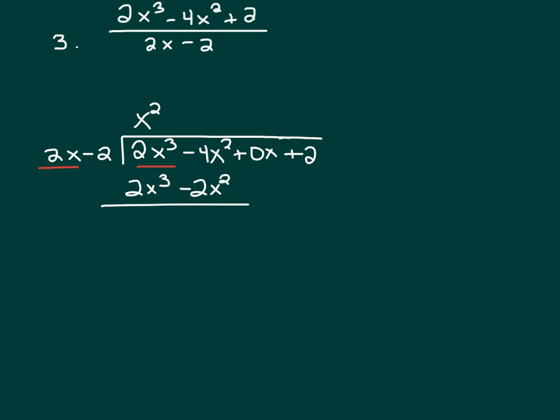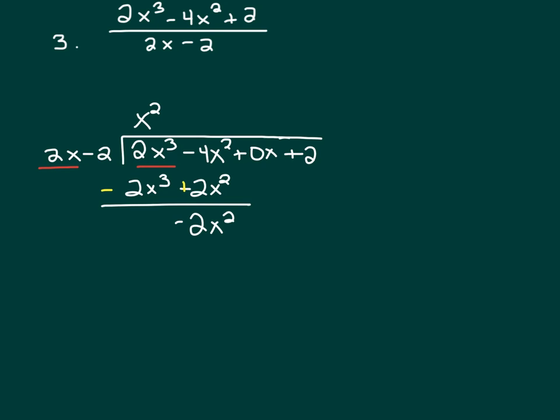So because I'm subtracting, I'm going to have to change my sign. So this becomes a negative, and this becomes a positive, and then combine my like terms. 2x cubed minus 2x cubed cancels. And the first term should always cancel. If they don't, it means you have to go back and find a mistake. And then negative 4x squared plus 2x squared is going to be negative 2x squared.